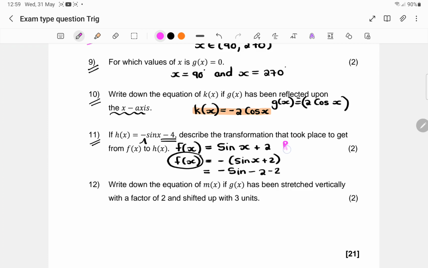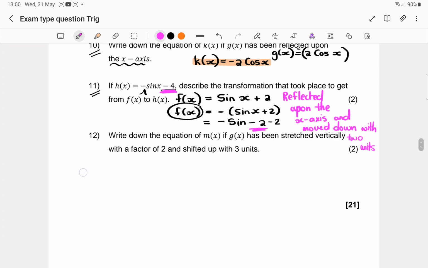Okay, so I'm going to write here, it's reflected upon the x-axis and moved down with 2 units. Because how did I get from negative 2 to negative 4? I had to subtract another 2, which means it moved down with 2 units.